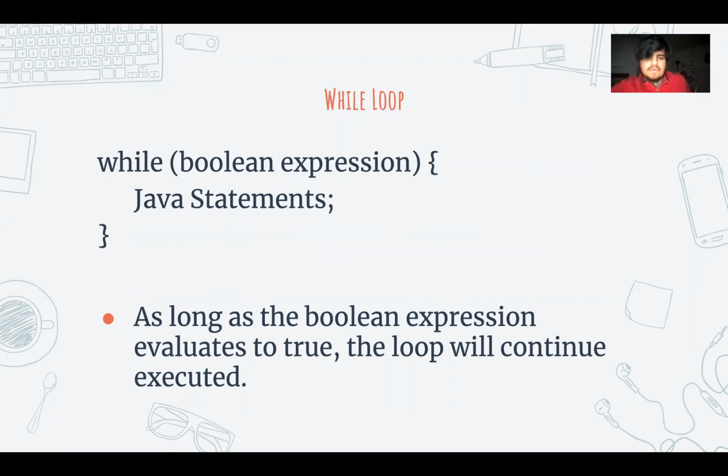So this is the syntax for a while loop. So you have while because, well, it's a while loop. I know, right? While. And then you have the Boolean expression. And if this is true, it's going to execute the Java statements and then go back to the Boolean expression. If the Boolean expression is still true, then it's going to execute the Java statements and keep on going until this Boolean expression reaches false.